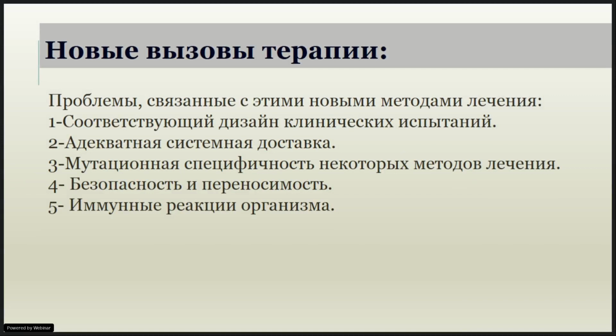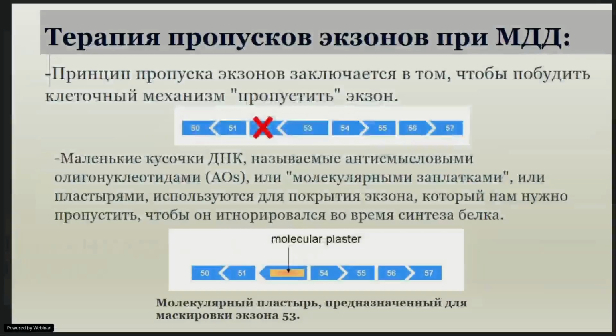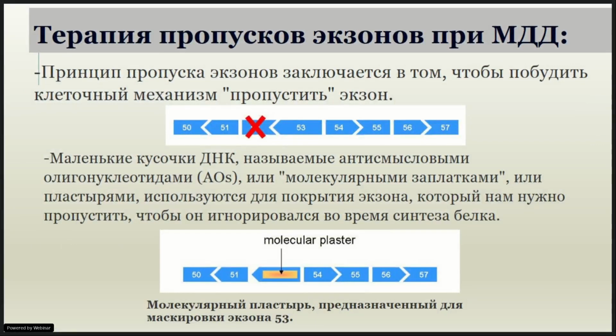This novel method faced many challenges. First of all, the appropriate clinical trial design, adequate systemic delivery, mutation specificity of some therapies, safety and tolerability, and host immune response. These are the challenges that are facing this new method. We're gonna talk in detail about exon skipping therapy for Duchenne muscular dystrophy.